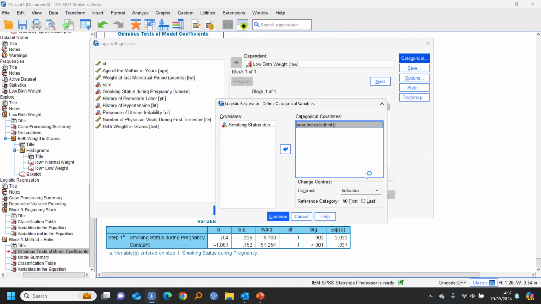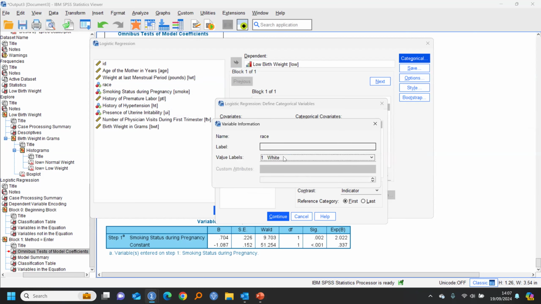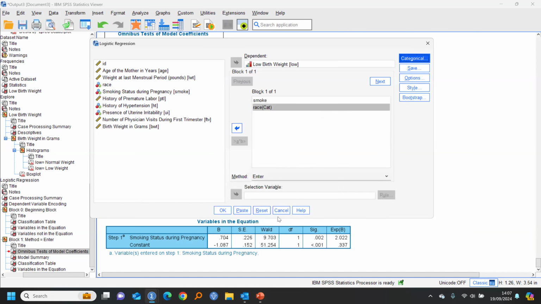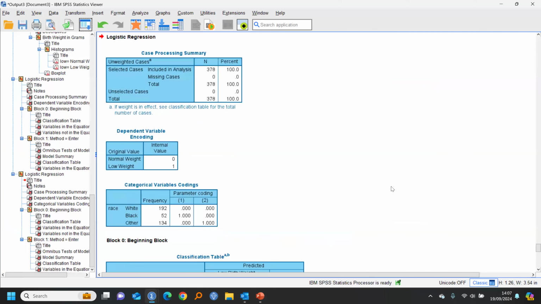And the categorical field says, okay, I'm going to choose one of these categories, and I'm going to use that as what's called a reference category. So when we see the coefficients for the other categories, it's telling us the effect of not being that reference category. So the reference category here will be the first value, I think, which is white. And then we've got black, other. So let's click OK at that point. We're using Enter again, so we're forcing them in.